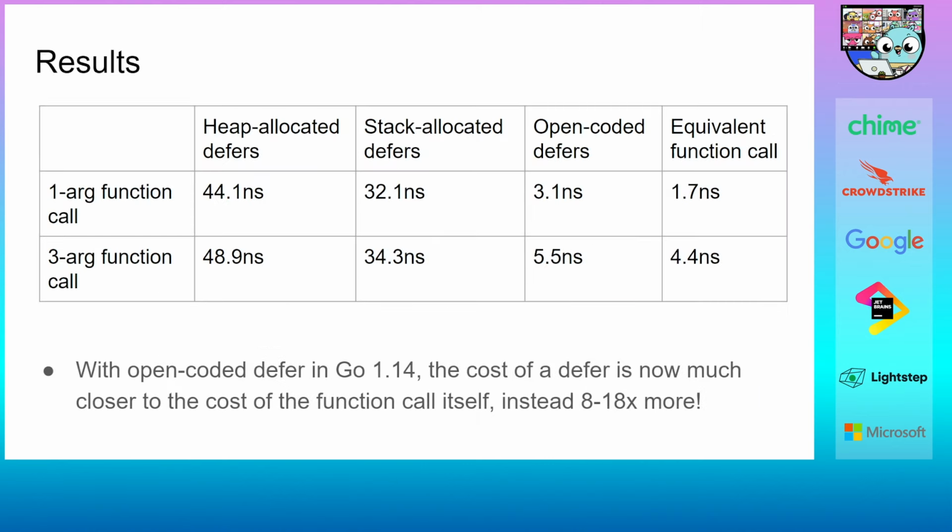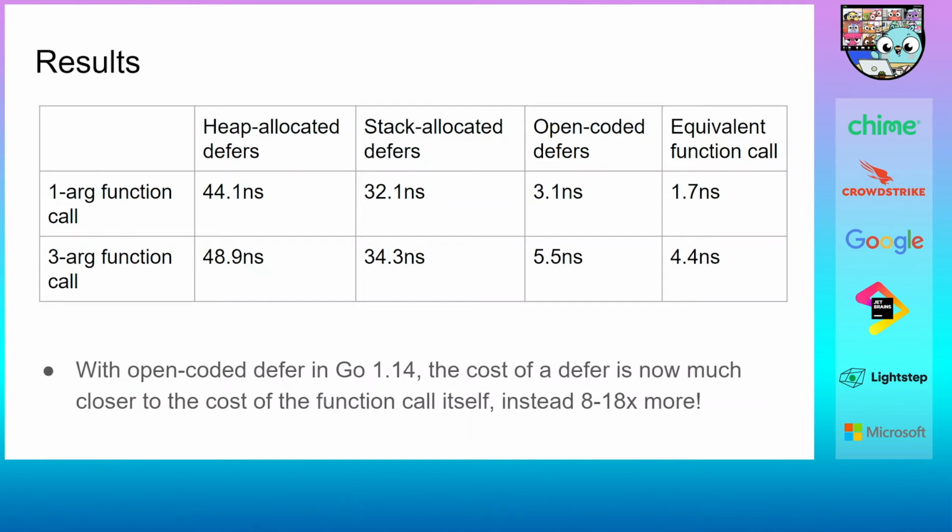So now here are some quick performance results. Before Go 1.13, all defer records were allocated on the heap. In Go 1.13, for defers that were not in loops, the records were allocated on the stack. So there was a performance improvement. And in Go 1.14, we added open-coded defers.